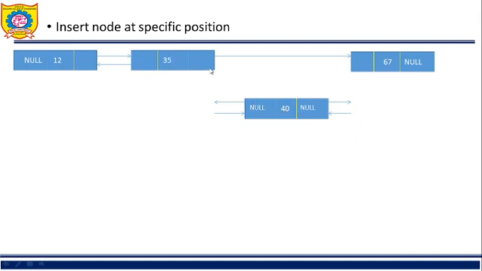Now what we have to do is, since we want to insert this node here, we have to make changes in the previous and next links of this 35, the previous and next links of this 40, and the previous link of this 67. So we have to first identify which link addresses of the nodes we have to change. Now 35's next link should be 40, but currently 35's next link contains the address of 67, so we have to first change this address.